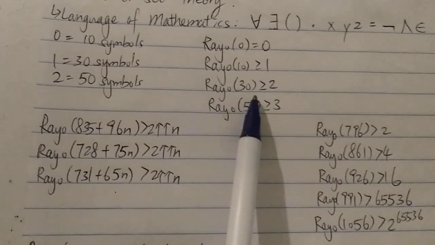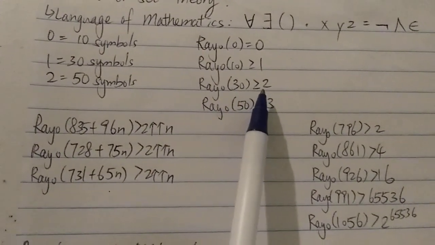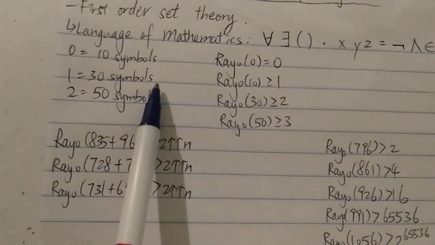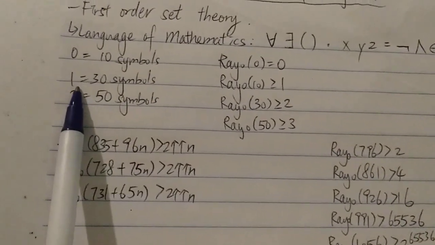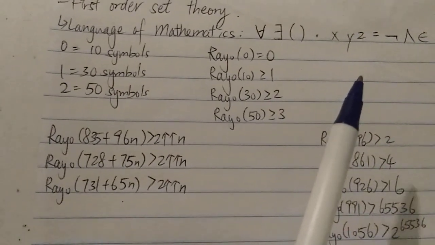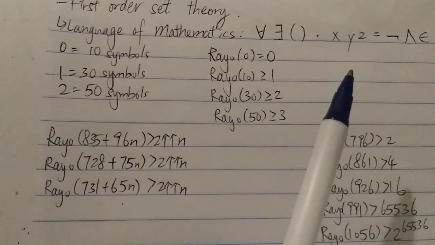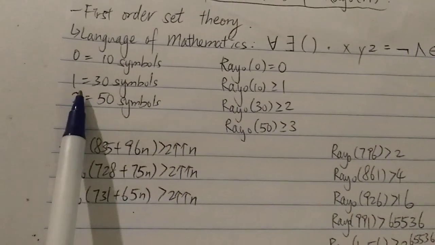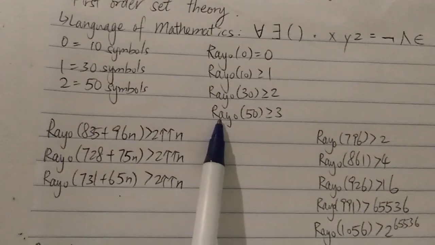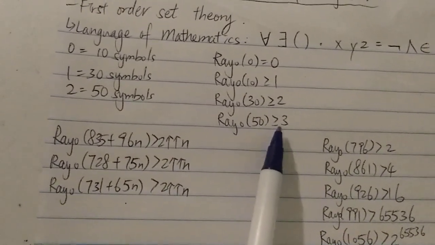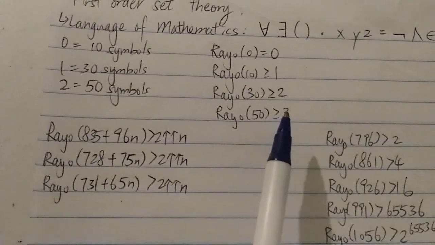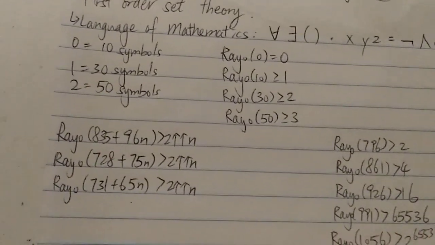And Rayo 30 is at least 2, because using 30 symbols, you can make 1 at least. Rayo 30 is the smallest integer that is bigger than the biggest number you can make with 30 symbols. In this case that is 1, so Rayo 30 is 2 or bigger. And Rayo 50 is greater than or equal to 3, because it's the smallest integer that is bigger than 2. In this case that is 3.